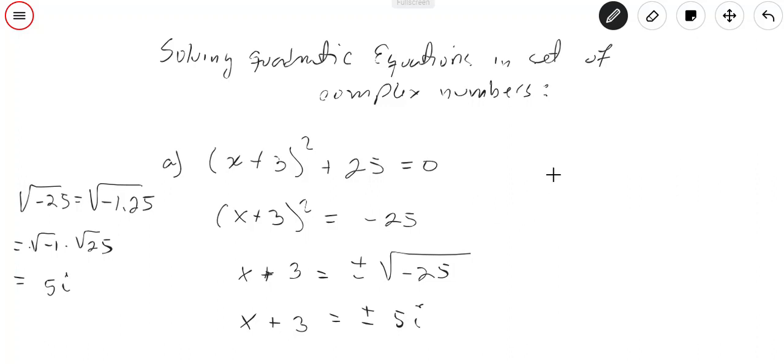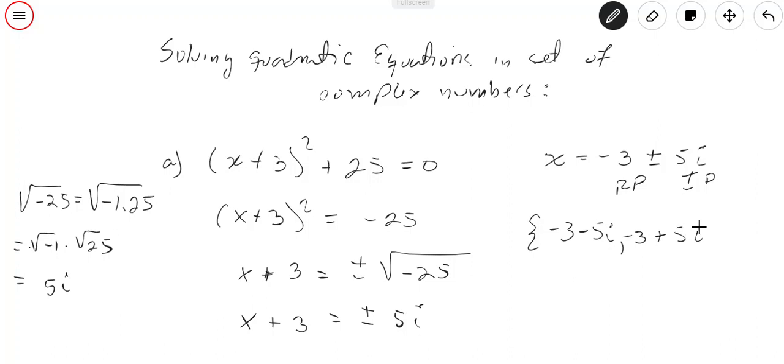I will be subtracting 3 from both sides. We have then x equals negative 3 plus or minus 5i. I cannot combine these two parts, because this is the real part and this one is the imaginary part, and we don't subtract different parts. So my solution for the equation is negative 3 minus 5i, negative 3 plus 5i. So this is my solution for this equation. My solution for the equation is just two complex numbers.